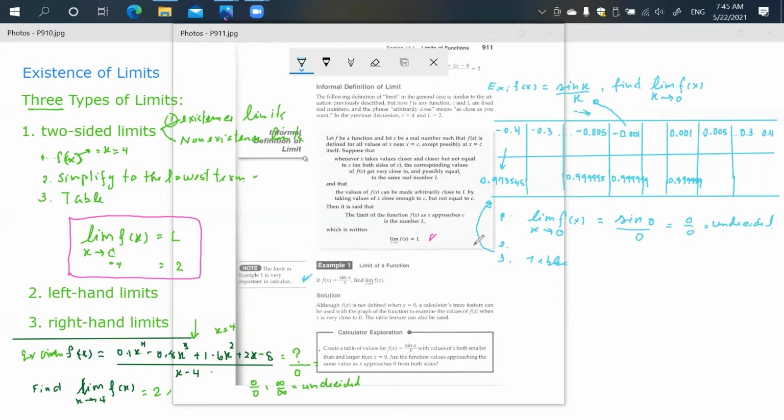Okay, maybe I'll try to do this one. Because when you replace this one, sine negative 0.001 over negative 0.001, so this one equals what? Using the formula sine of negative theta, right? It becomes minus, and minus over minus becomes plus. So you have sine 0.001 over 0.001. I mean, it becomes plus, right?